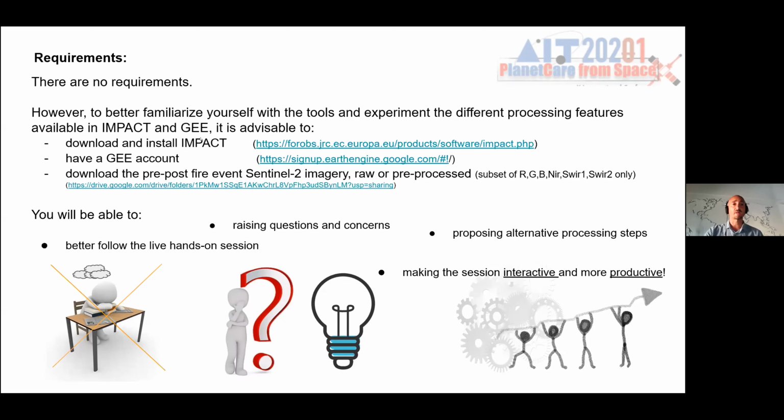Requirements: actually there are no requirements, but it would be nice if you have the Impact Toolbox installed on your PC, maybe not right now, but if you want to do it meanwhile, this is fine. The tool can be downloaded from the European Commission webpage called FOROBS, Forest Observation, JRC Europa, and so on. If you have a Google Earth Engine account, you can benefit also from some features available in Impact Toolbox, and you can also download pre and post fire event imagery directly from Google or from the drive where I've put some reference images as well.